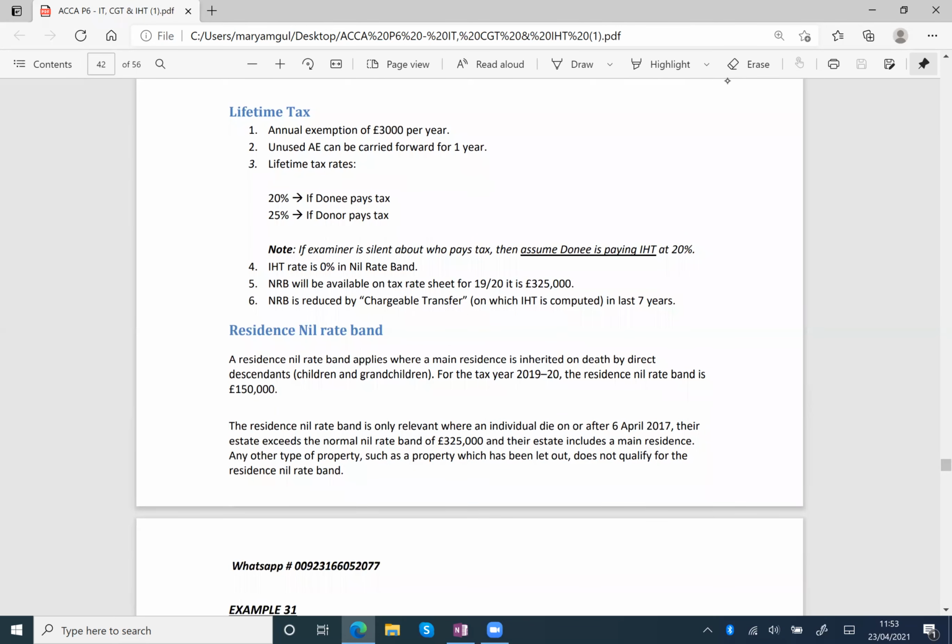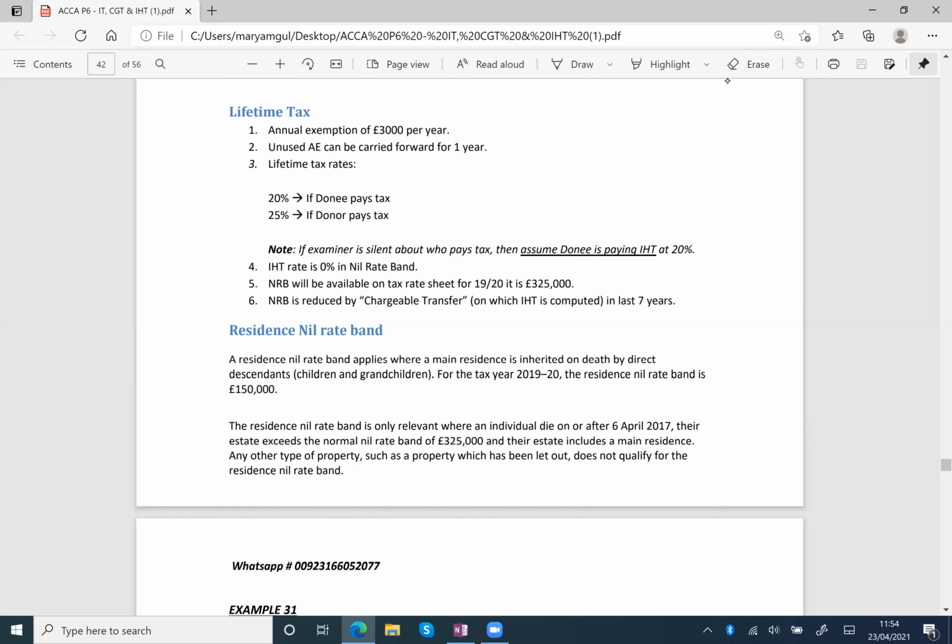So lifetime tax, first point: annual exemption of 3,000 per year is available. Second, unused annual exemption can be carried forward for 1 year. Third, lifetime tax rates are 20% if the donee pays tax and 25% if the donor pays tax. And note, if the examiner is silent, then assume the donee is paying the lifetime tax. And fourth point, the IHT rate is zero in the nil rate band. Nil rate band is available. So nil means 0% tax.